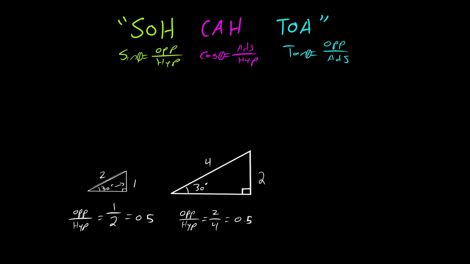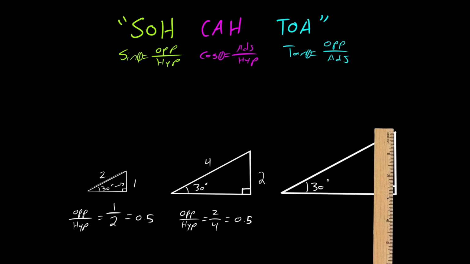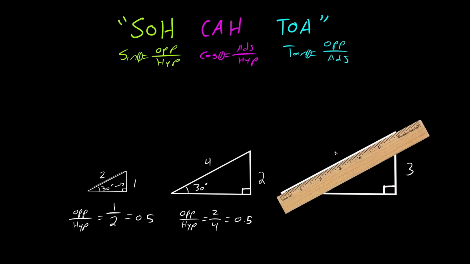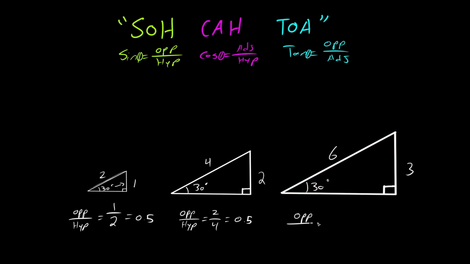Interesting. Okay, let's draw a third triangle, even bigger this time. Exact same angle, 30 degrees. So once again, it has an angle of 30 degrees. This side measured out is 3. This side measured out is 6. Let's divide the opposite over the hypotenuse, and we end up getting 3 over 6, which is just 0.5.